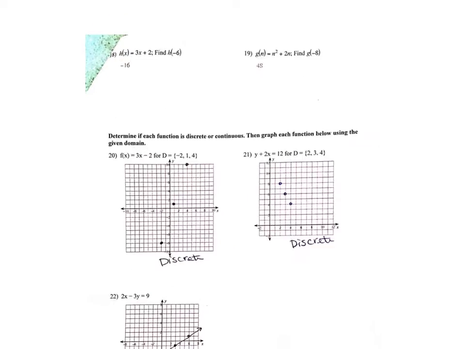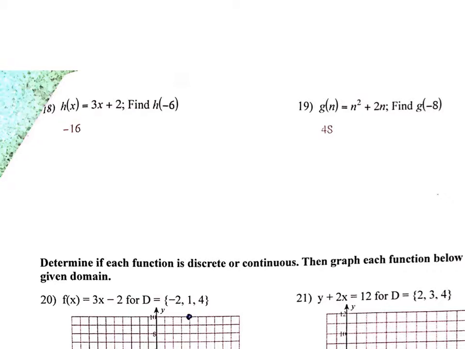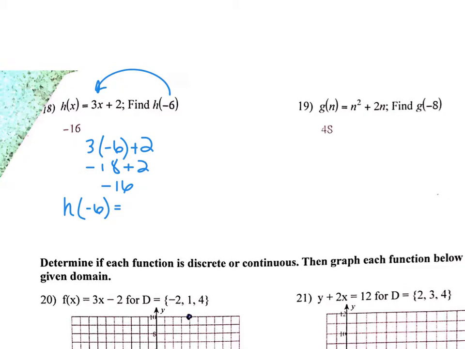All right, 18 and 19 up here at the top. Very similar. 18, pretty straightforward here. H of negative 6, we're plugging negative 6 in, so that's 3 times negative 6 plus 2. So negative 18 plus 2 is negative 16, so we should write our answer, H of negative 6 equals negative 16.